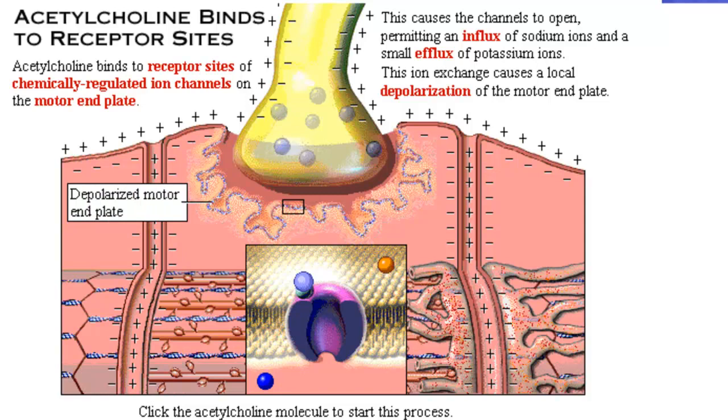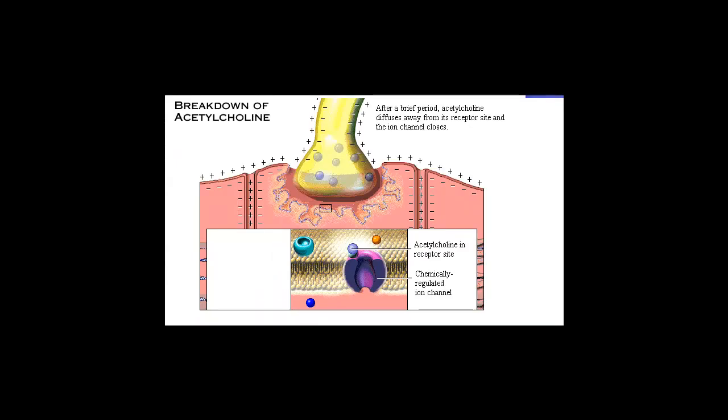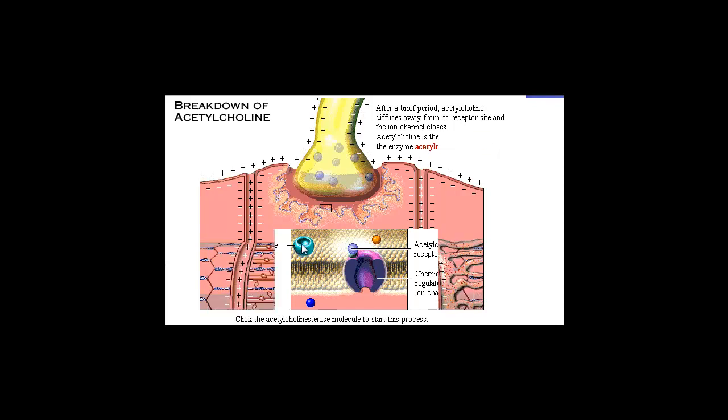Now the motor end plate is depolarized. After a brief period of time, acetylcholine diffuses away from its receptor site, and the ion channel closes. Acetylcholine is then broken down by the enzyme acetylcholinesterase. Click the acetylcholinesterase molecule to start this process.